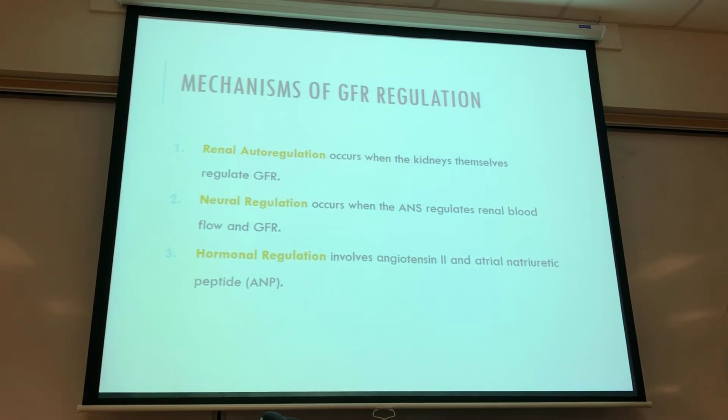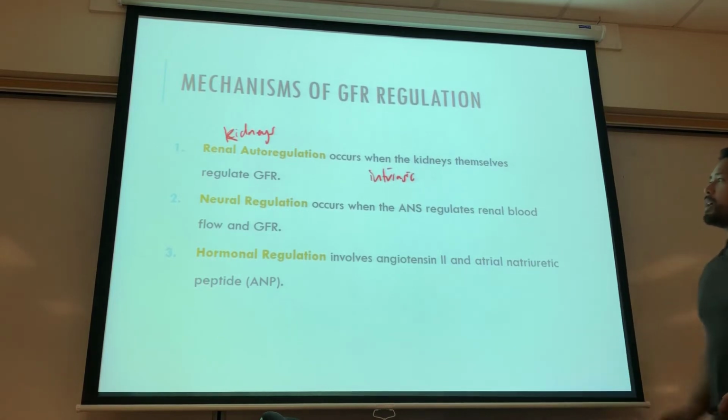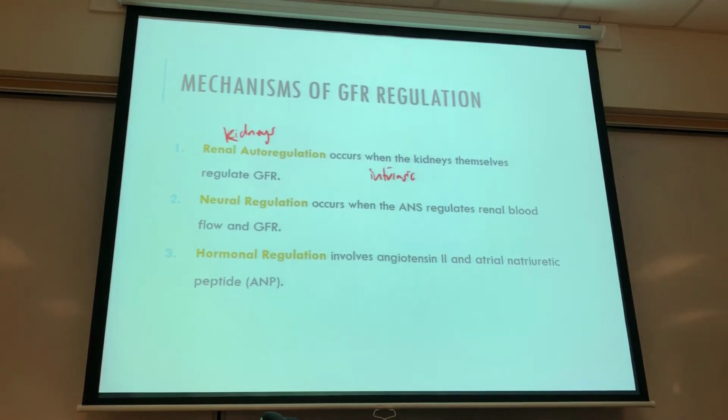And we'll be able to look at three types of mechanisms. Renal autoregulation is related to the kidneys and how we can regulate the glomerular filtration rate. So this is autoregulation. Why? Because the kidneys are regulating it themselves. This is an intrinsic mechanism. Kidney does it all by itself. The other two are extrinsic, meaning that they're going to involve external factors.